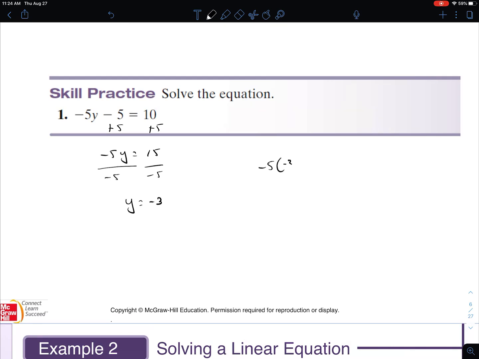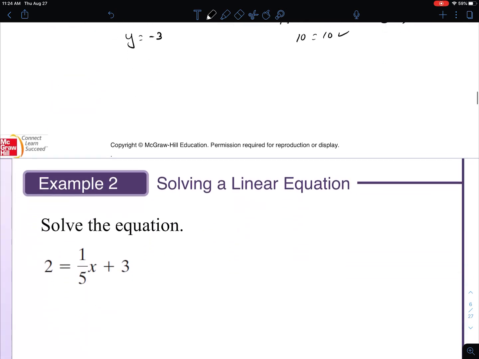Let's go ahead and check it so we can see whether or not that solution will work. That's going to be 15, negative 5 times negative 3. And then I get 10 is equal to 10. And so that works. So the solution for this equation is negative 3. So y is equal to negative 3.